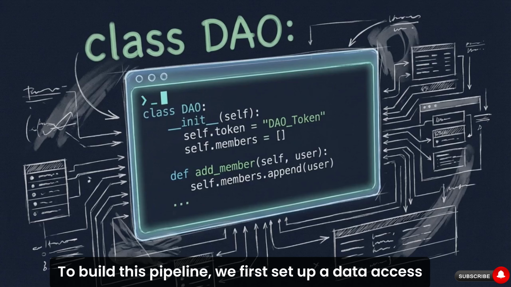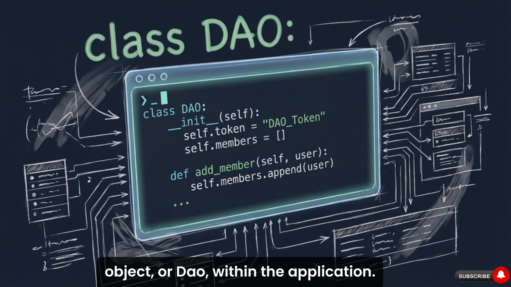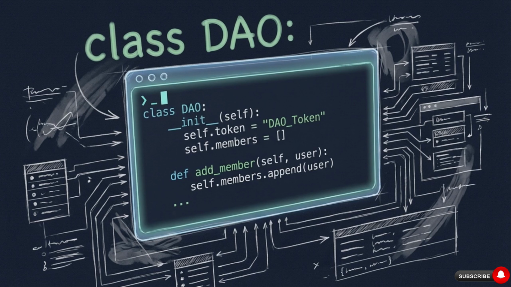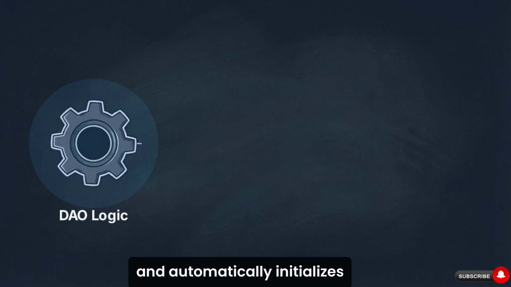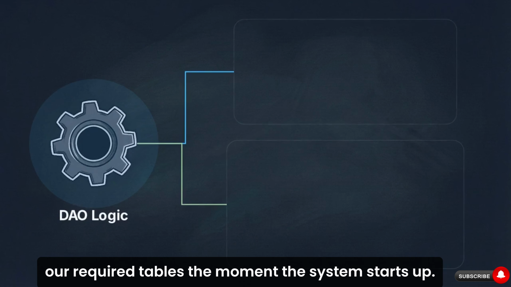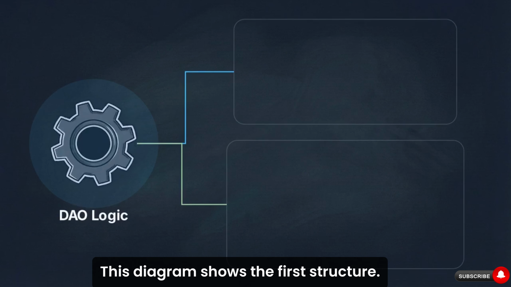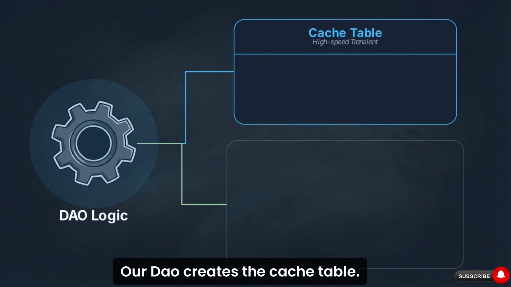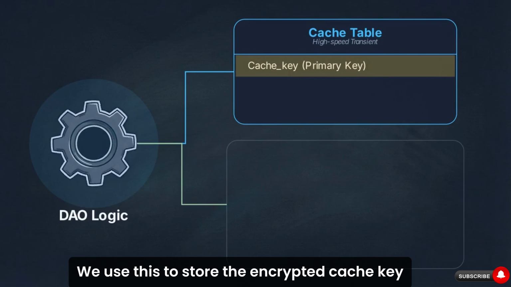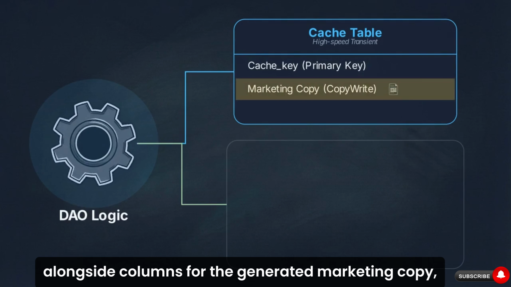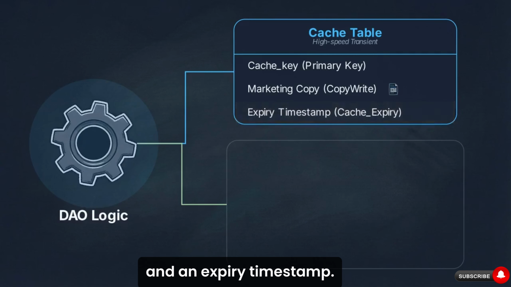To build this pipeline, we first set up a data access object, or DAO, within the application. This class abstracts our database connections and automatically initializes our required tables the moment the system starts up. This diagram shows the first structure our DAO creates, the cache table. We use this to store the encrypted cache key, alongside columns for the generated marketing copy and an expiry timestamp.